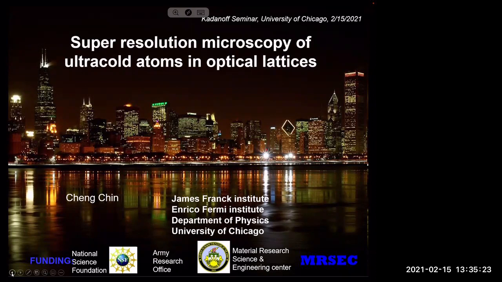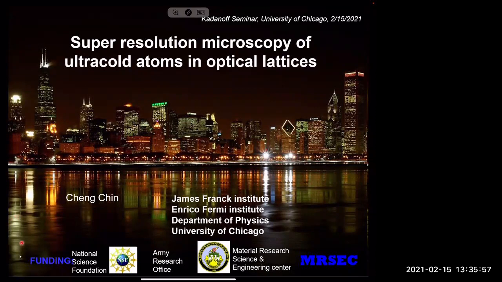And for the theorists, I prepared some questions for you. You can think about this toward the end: how we can possibly beat the uncertainty principle to reach a resolution much higher than the wavelength of the light. All right, so this is my title: how to get super-resolution imaging microscopy of atoms in an optical lattice.